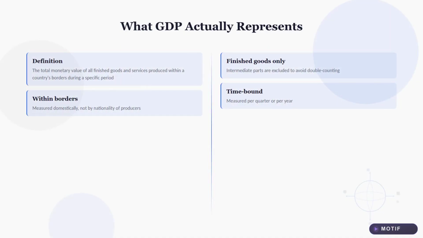GDP stands for Gross Domestic Product. It measures the total monetary value of all finished goods and services produced within a country's borders during a specific period. Two key words matter here. Domestic means within the country's borders, regardless of who owns the factory. And the word gross means before accounting for depreciation of capital equipment.